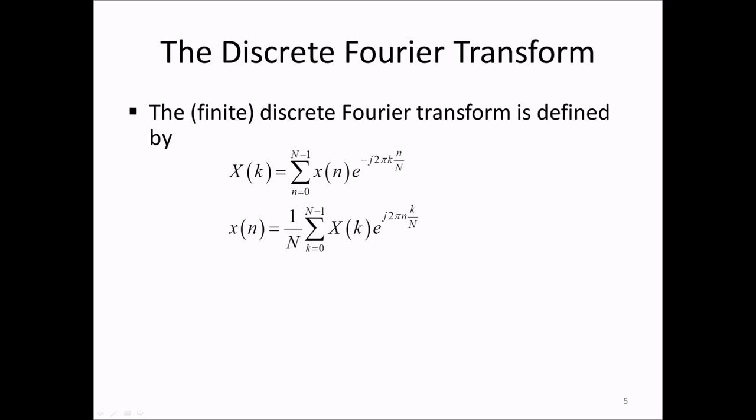So we start with the definition. The DFT X of k equals the sum, n goes from 0 to N minus 1, of the values of x of n times e to the minus j 2 pi k n over uppercase N. And this is for k goes from 0, 1, up to N minus 1. The inverse transform calculates x of n in a similar manner, but note that there is a 1 over N in front of the sum and that there is a positive exponent.